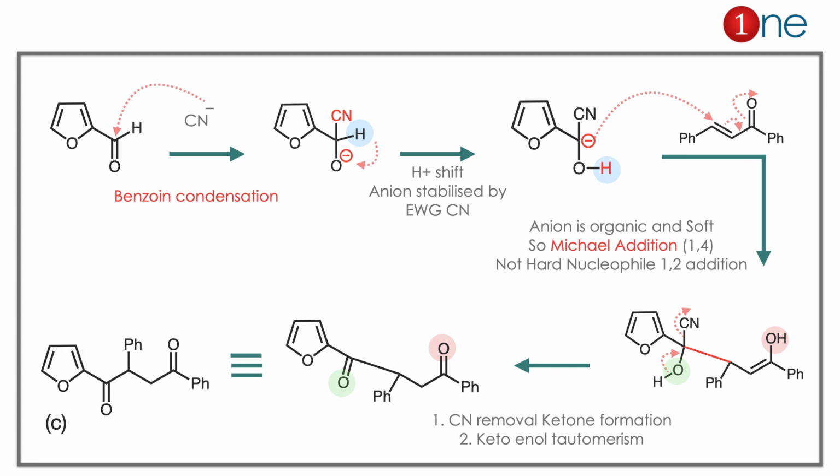Here you have to learn two important things. One is benzoin condensation. Benzoin condensation involves a hydride shift there, because of its stability. The second thing is Michael addition. If you have an organic nucleophile, you can blindly write it is a 1,4 addition, which is the Michael addition there.